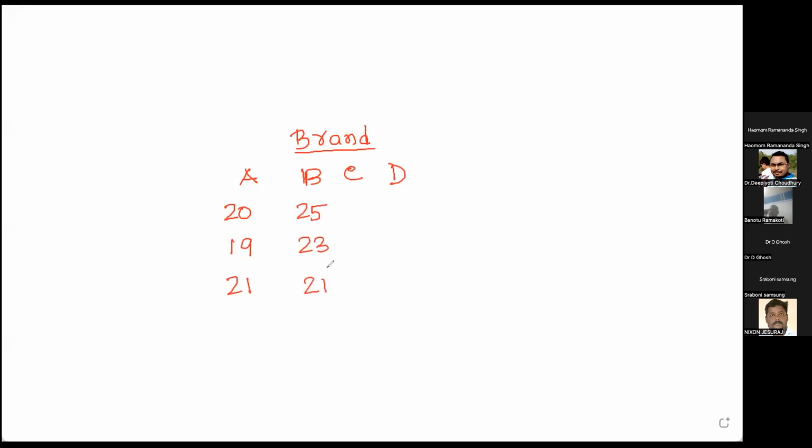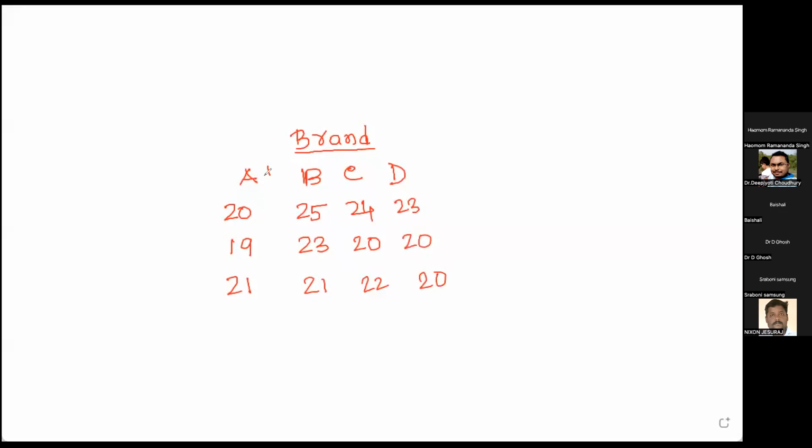These are the values, and in addition we have some more values from brand C, that is 24, then 20, and then 22. Then 23, then 20, and then 20.